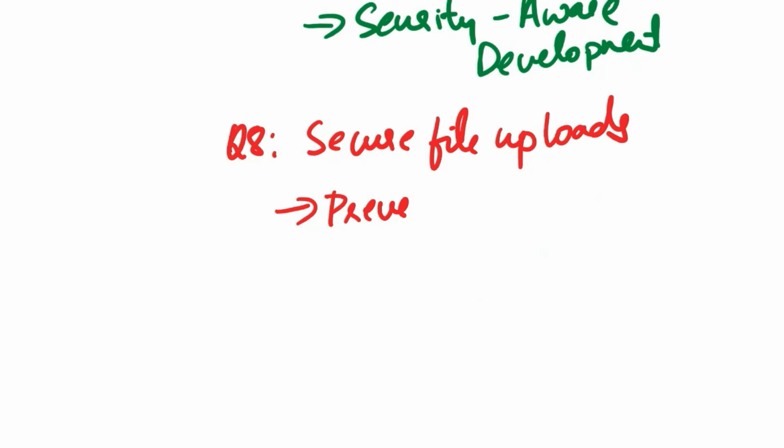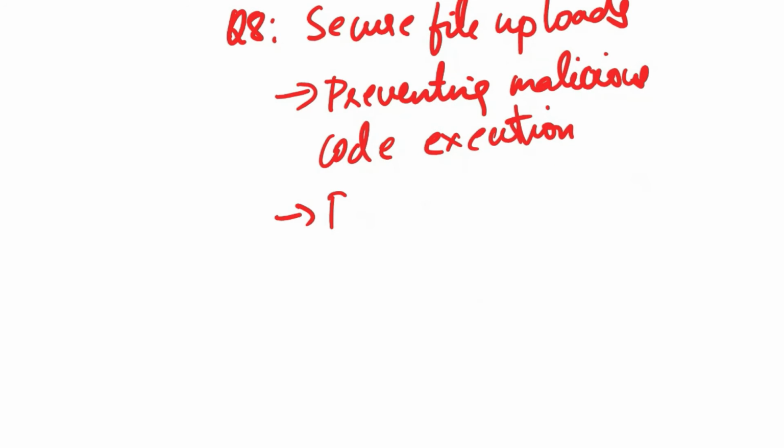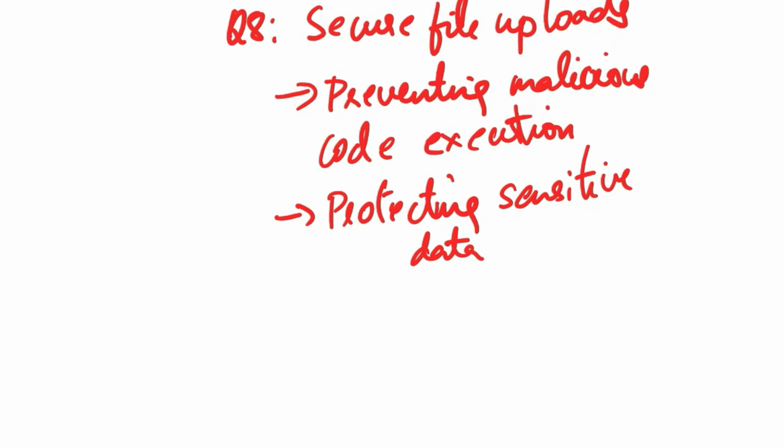First is preventing malicious code execution. When users upload files, there is a risk that the files may contain malicious code, such as viruses or scripts. Secure file uploads ensure that uploaded files are properly validated and sanitized to prevent the execution of malicious code. Next one, protecting sensitive data. File uploads may include sensitive data such as personal information or proprietary documents. Ensuring the security of uploaded files is essential to protect this sensitive data from unauthorized access or exposure.